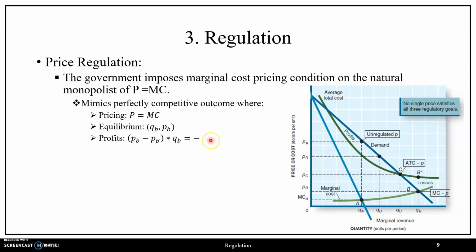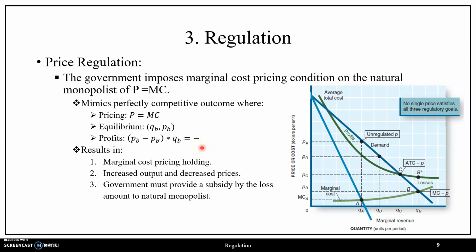Not only that, as we saw in our last video as well, we will also have losses occurring for the natural monopolist, as we did when we examined the perfectly competitive market structure, given that our price point PB in equilibrium is strictly below our price point on the average total cost curve, P subscript B, such that there will be a loss per unit when we look at this difference, and when we scale this by our overall quantity, we will have a loss.